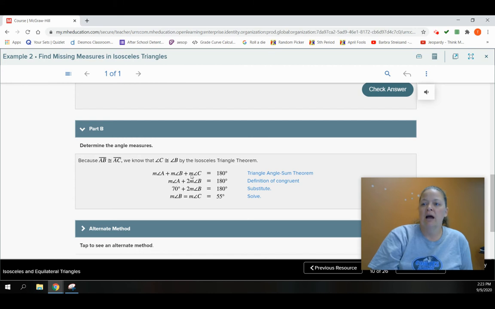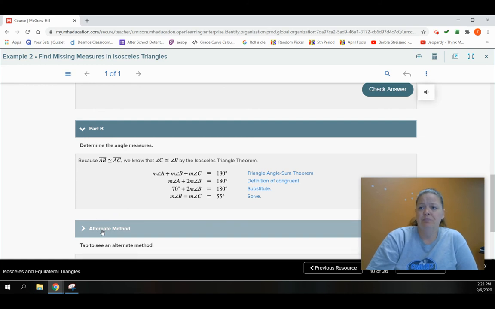We know that B and C are the same, so we can change that to 2B's. So A plus 2B's is 180. We know that A is 70 degrees because it told us that in the picture above. So 70 plus 2B's has to equal 180. So you subtract 70 from both sides and divide by 2, and you get that B and C have to be 55 degrees. So that's one way to do it.